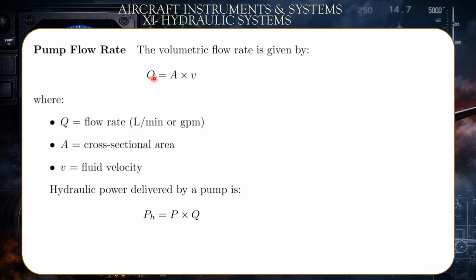Pump flow rate, or in other words, the volumetric flow rate, is given by the cross-sectional area A multiplied by the velocity of the fluid. Q is the flow rate in liters per minute or GPM. A is the cross-sectional area, which is the area of the pipe at that position. And V is the fluid velocity. Hydraulic power delivered by a pump is given by P multiplied by Q. So the hydraulic power is given by P, which is the pressure, multiplied by Q, the volumetric flow rate.